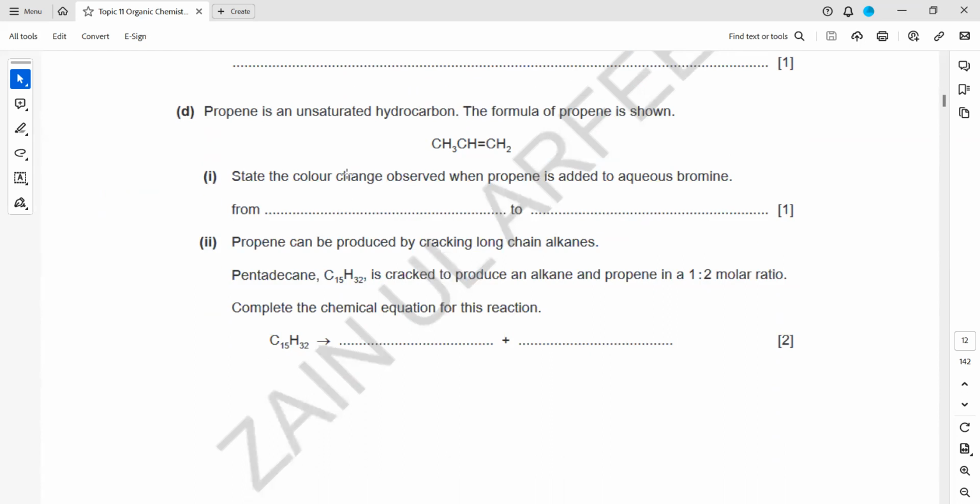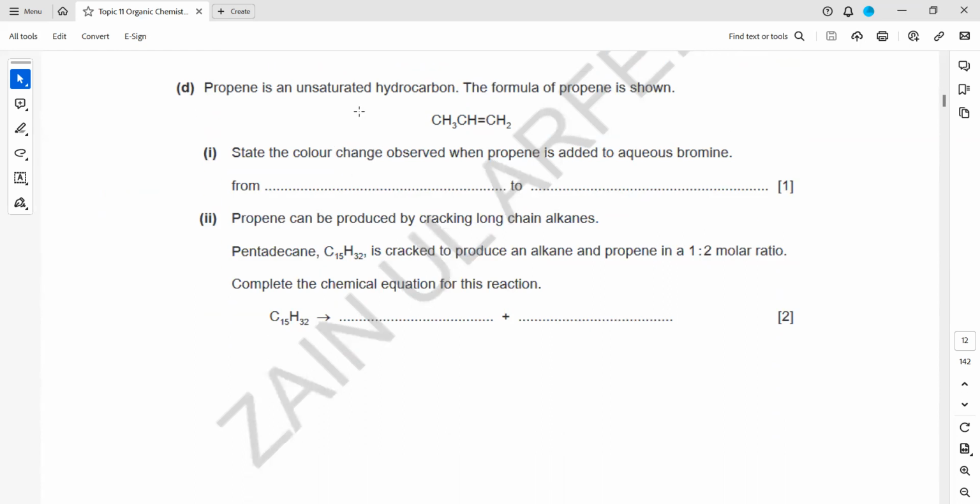In part D, propene is an unsaturated hydrocarbon. When we use the term unsaturated, it means it contains a carbon-carbon double bond. The formula for propene is shown. State the color that is observed when aqueous bromine is added.